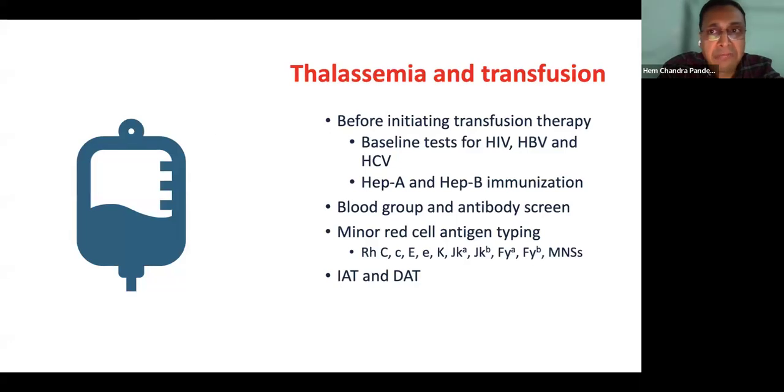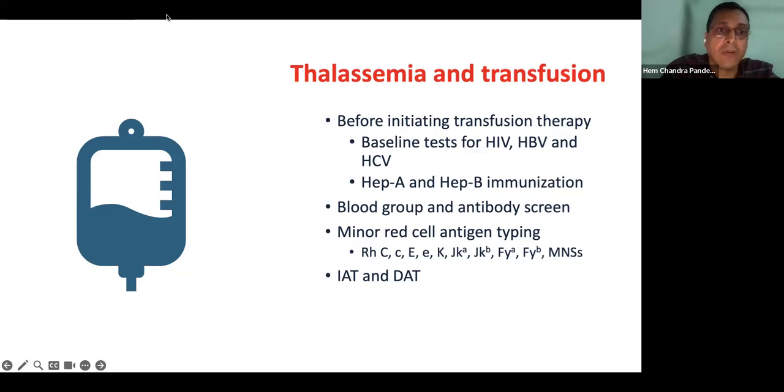Giving transfusion to any patient is a very difficult decision. So in thalassemia, they are going to require transfusion lifelong. However, once a decision to transfuse is made, we have to first think about a few things which need to be done before transfusion is started. First of all, transfusion, despite whatever testing is being done, carries a risk of transmission of certain infections. So we need to have a baseline of some viral infections like HIV, HBV, HCV.